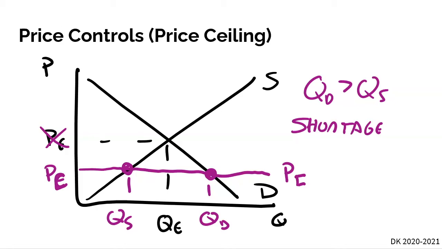So whenever there's a price ceiling placed, yes, goods become less expensive, but it causes a shortage of goods. So it's both good and bad. It's good for consumers because we're not paying as much for this particular good or service, but at the same time, there's going to be a shortage of goods here.